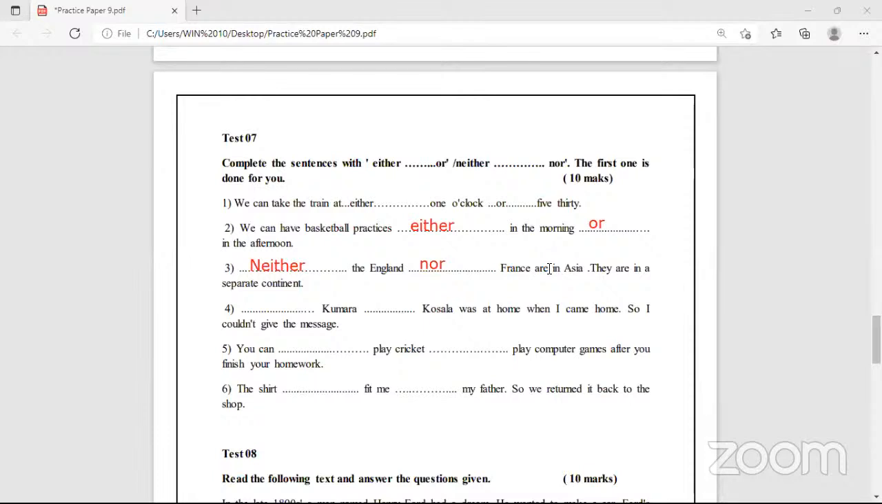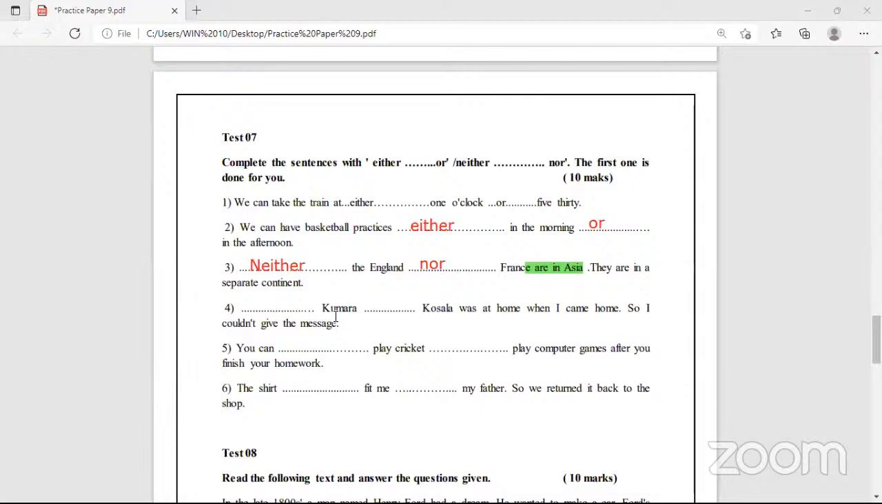Remember that here we don't use not with the be verb, right? Neither England nor France are not in Asia, not like that. We don't use are not. So if we use the correlative conjunction neither nor, we keep this one in positive form, right? Are in Asia, right? Not are not in Asia, so are in Asia. Please remember that part. Neither England nor France are in Asia. They are in separate continents. And go to the next question.